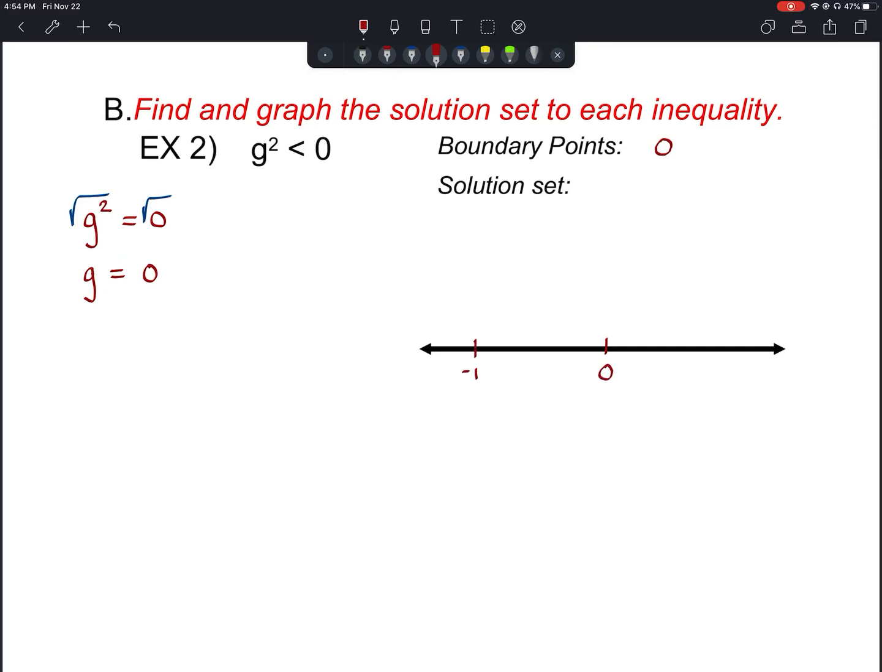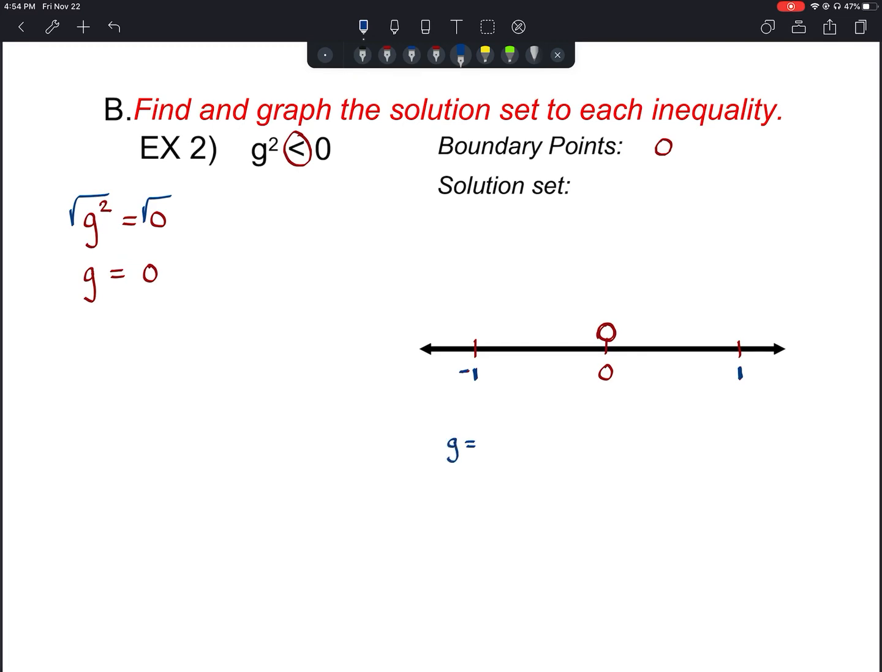I'm going to go ahead and just list some other values. Let's say -1 and +1. And this one here is going to be an open circle, so 0 is not really a solution. Let's see if we have any solutions on either side. Let's say 1 and -1. These are the values we want to plug in.